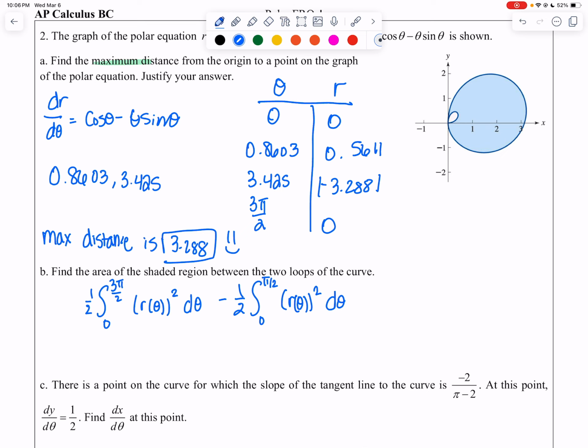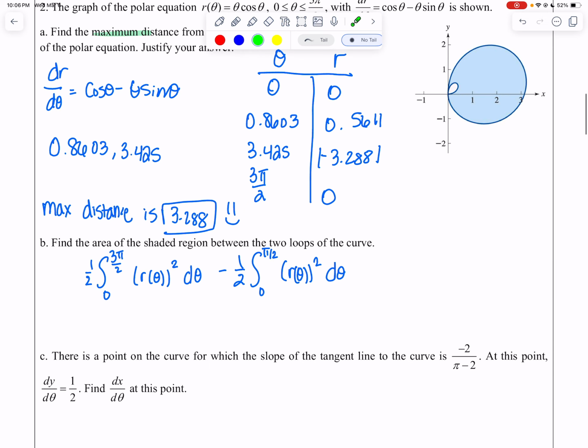Now notice how we did not have any symmetry going on here, so I'm just going to leave it like this and not multiply because I don't have symmetry. Now to find the area right here, you are going to have to plug and chug this into the calculator and find out what this is.